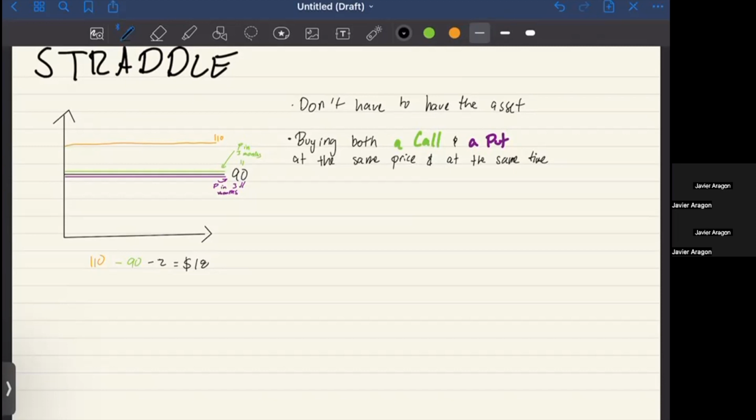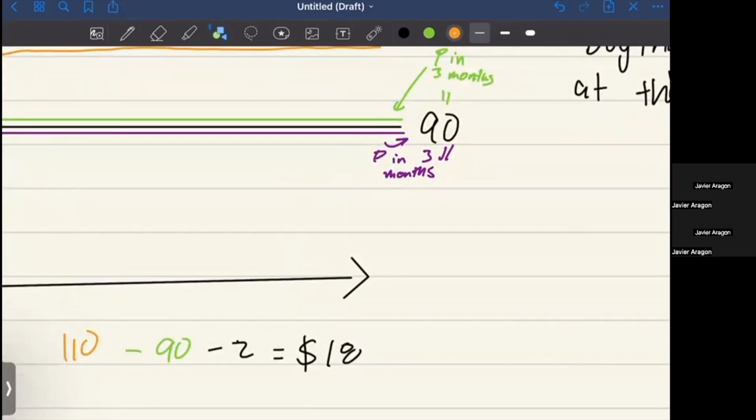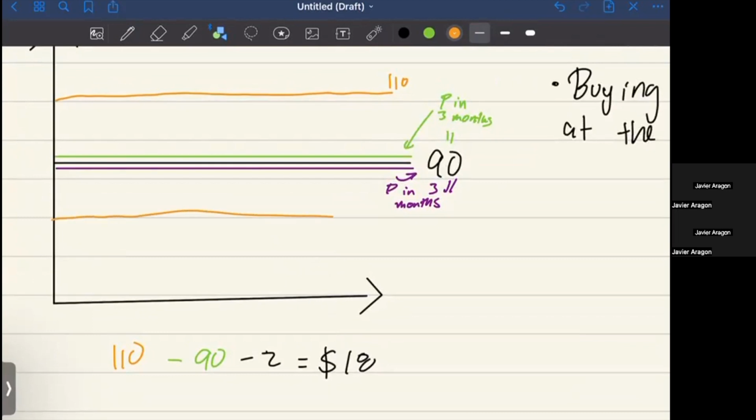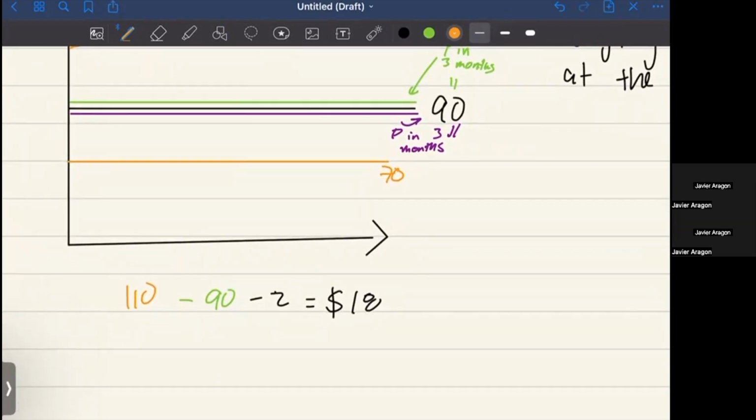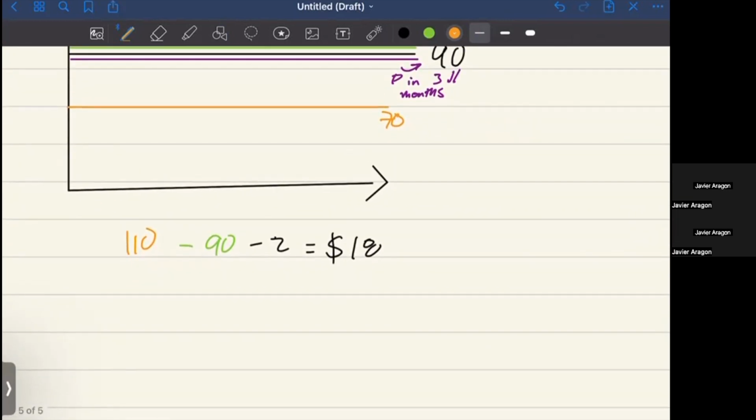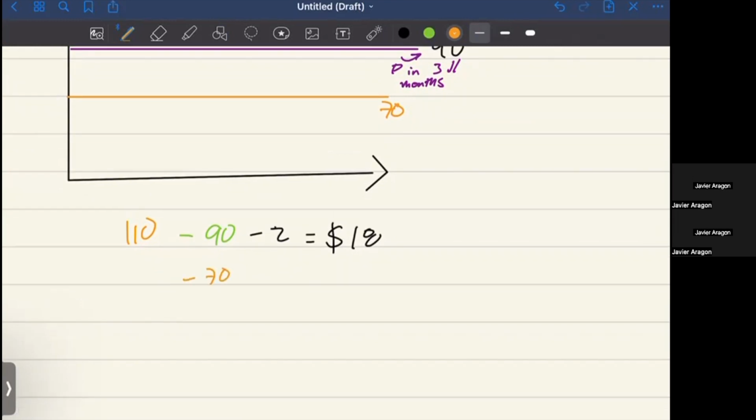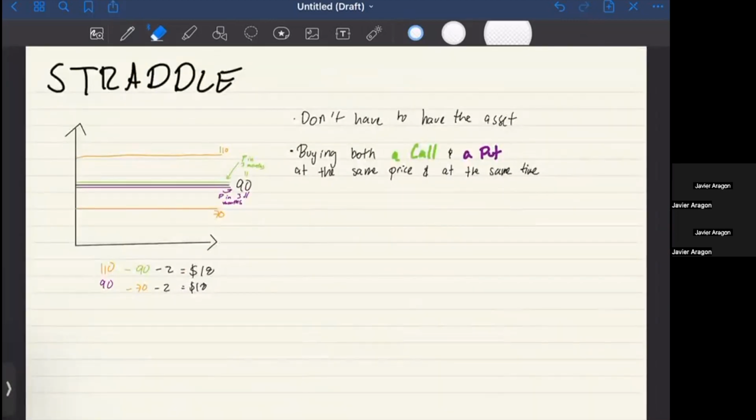Or sorry, in 3 months, whatever happens, I'm gonna gain money, because what happens if the market goes down to 70? So you're gonna go ahead and purchase at 70. So let's purchase at 70. You sell at 90, and you subtract your bet, and you still have your $18. So you're thinking to yourself, wow, there is truly no way to lose money here.